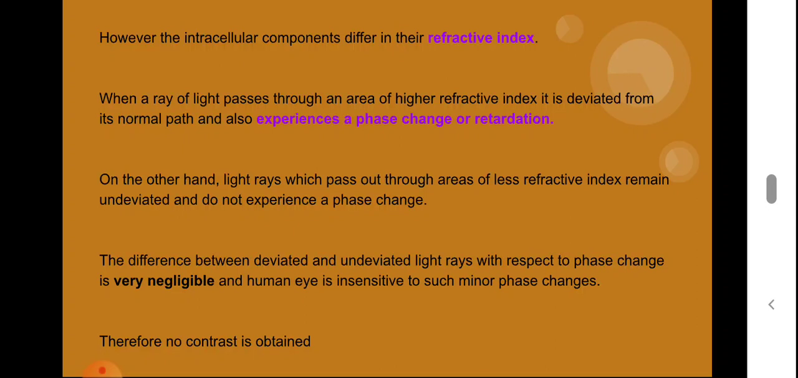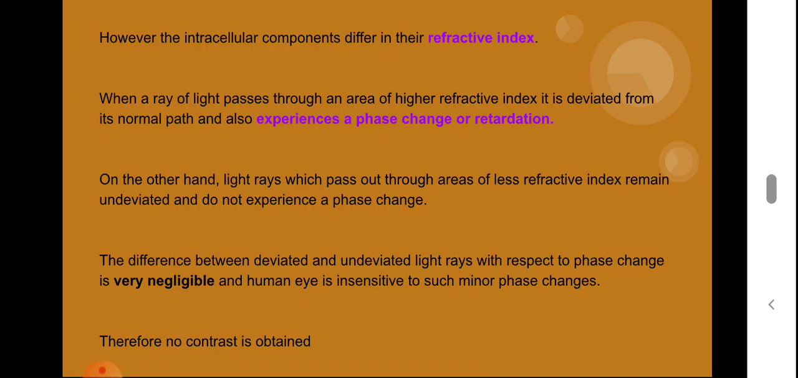When there is a higher refractive index, what happens? The light rays passing through it are deviated from their normal path and experience a phase change or retardation. When light rays pass through areas of lesser refractive index, they also experience a phase change, but at a lower rate. In certain cases, when there is a very low refractive index, the light rays passing through that area remain undeviated and do not experience a phase change.